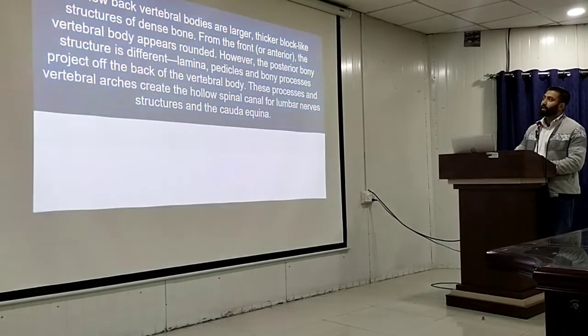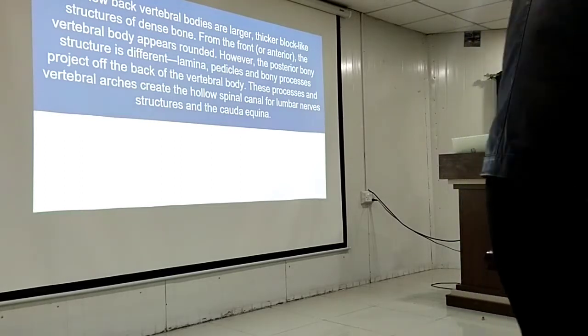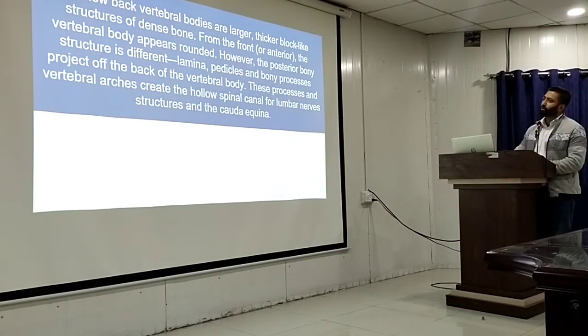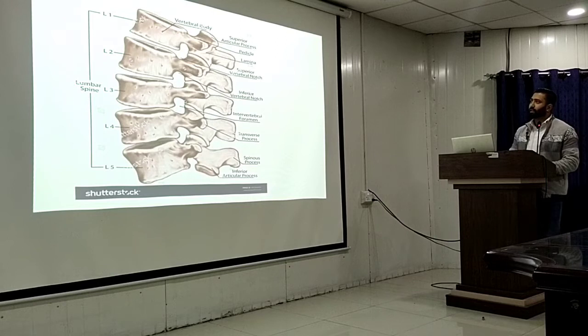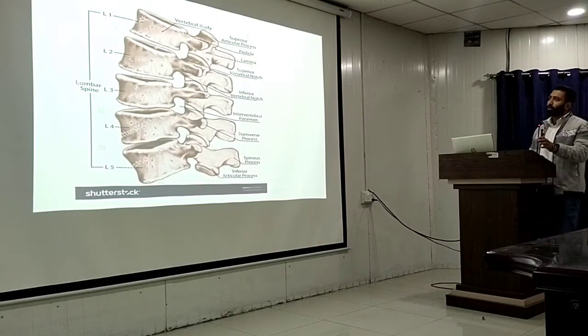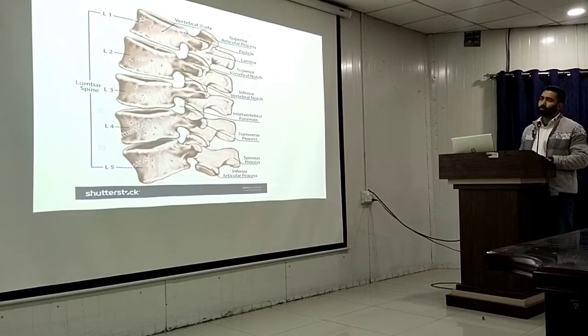The low back vertebrae are larger in size, thicker block-like structures of dense form. From the front, or anterior, the vertebral body appears rounded. However, the posterior structure is different: lamina, pedicles, and bony processes. These processes and vertebral arches create the spinal canal for lumbar nerve structures and the vessels. As you can see, this is the pictorial structure of the skeletal part of the lumbar region. The anterior part of the vertebral bodies is larger in size because it bears the maximum weight of the upper body.